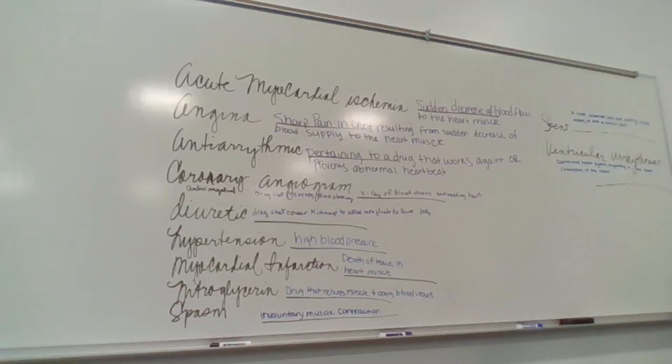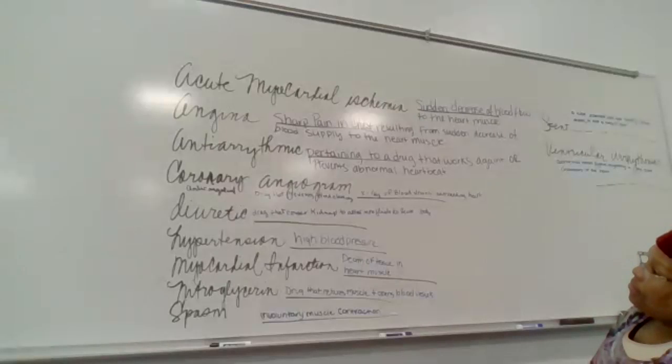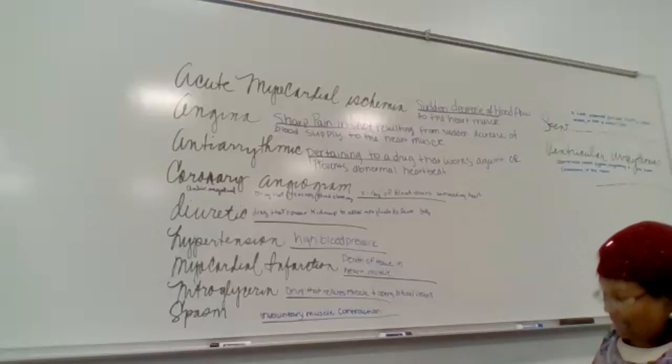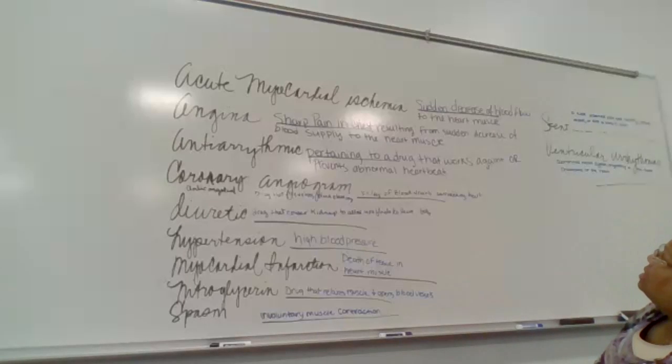Okay, very good. Very, very good. Okay, so let's go back and put all this together. Mr. Rose was admitted to the cardiac care unit for angina, which is a sharp pain in chest resulting from sudden decrease of blood supply to the heart muscle, and a history of hypertension, which is high blood pressure. A coronary angiogram, an X-ray of blood vessels surrounding the heart, showed a spasm, which is involuntary muscle contraction of the right coronary artery, causing acute myocardial ischemia, which is a sudden decrease of blood flow to the heart muscle.